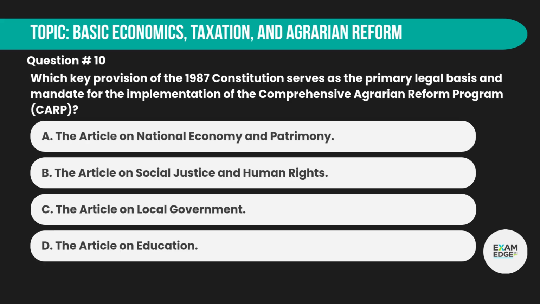Question number 10. Which key provision of the 1987 Constitution serves as the primary legal basis and mandate for the implementation of the Comprehensive Agrarian Reform Program, CARP? A. The Article on National Economy and Patrimony. B. The Article on Social Justice and Human Rights. C. The Article on Local Government. D. The Article on Education.